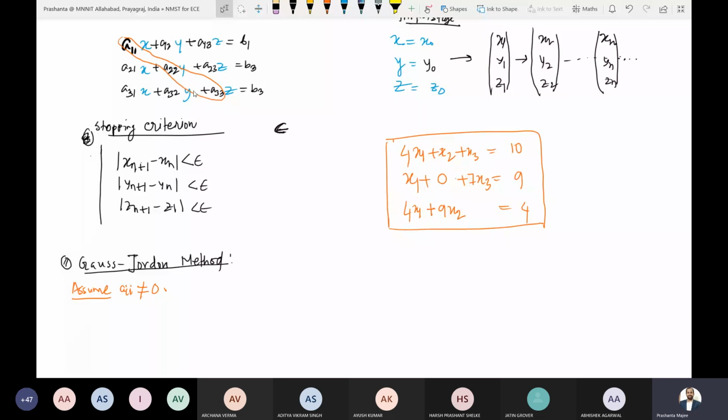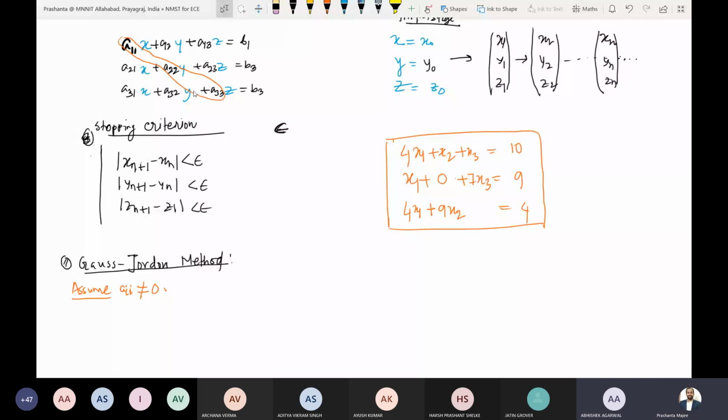You have to rearrange the order of the equations in such a way that in the new form, after changing the order, all the diagonal entries in the modified coefficient matrix are non-zero. You have to do it, and it is possible. If the system has a unique solution, then it is always possible to rearrange the equations.